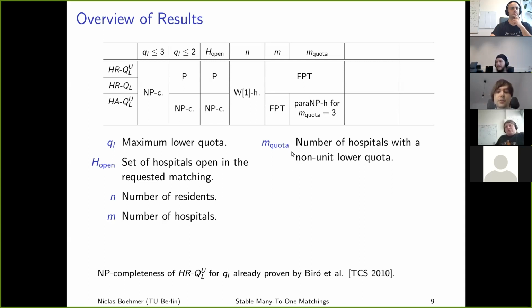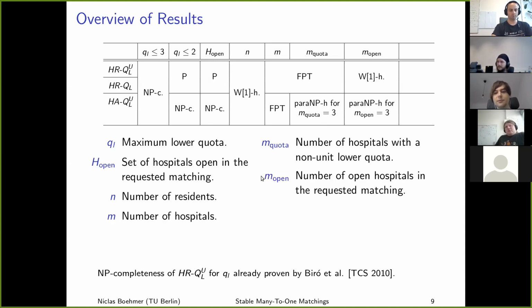And lastly, we considered that one can also think of opening a hospital coming at a certain cost, or closing a hospital coming at a certain cost.